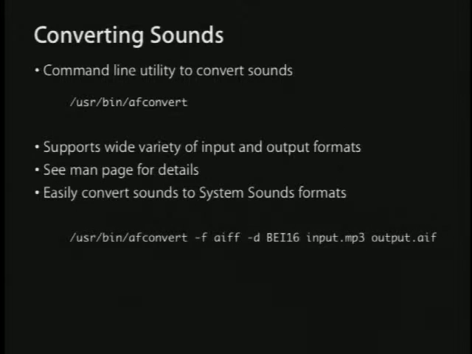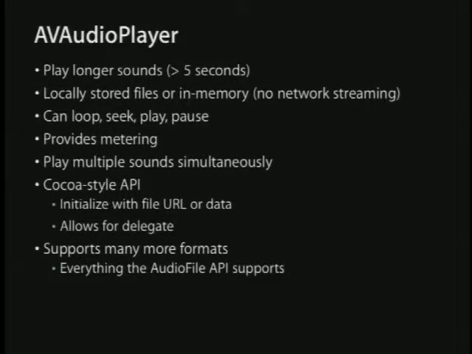So here's an example. afconvert -f means that it wants AIFF. -d means it wants an int16. The BEI16 is an int16 format. Input MP3, so it takes an MP3 in this case and generates the AIFF on the way out. OK, so that's the system sound API. Pretty simple, not too powerful, but not intended to be.